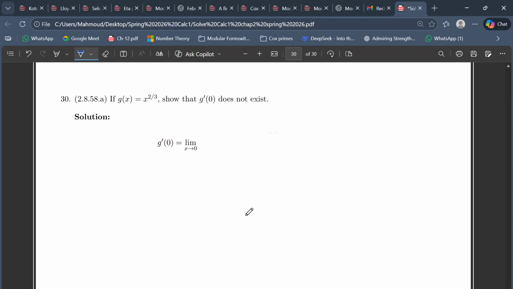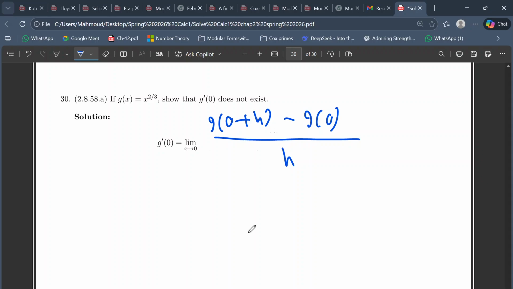What do you think? You have g of x equals x to the 2 over 3. Show that g prime of 0 does not exist. So let's do it. You have the limit as h goes to 0 of g of 0 plus h minus g of 0, over h, right? It will be g of h now because it's 0 plus h. But to write the definition, we need to write first like this, 0 plus h.